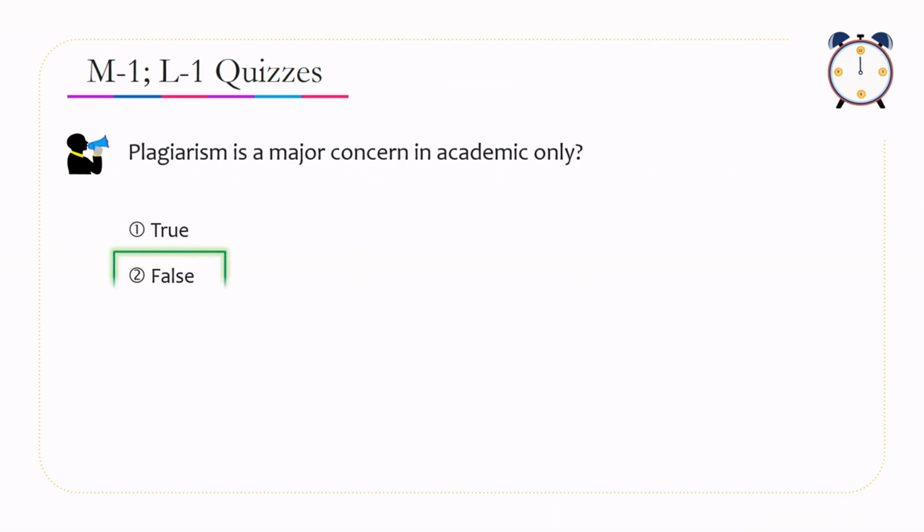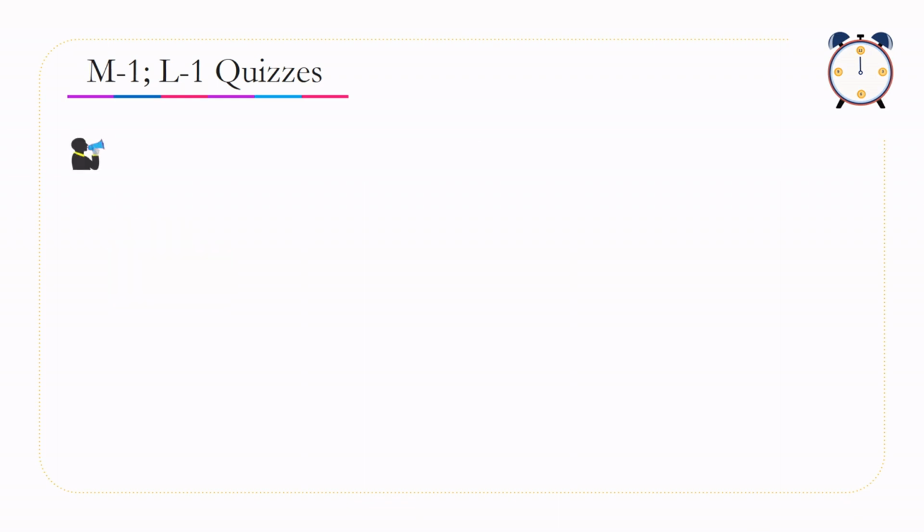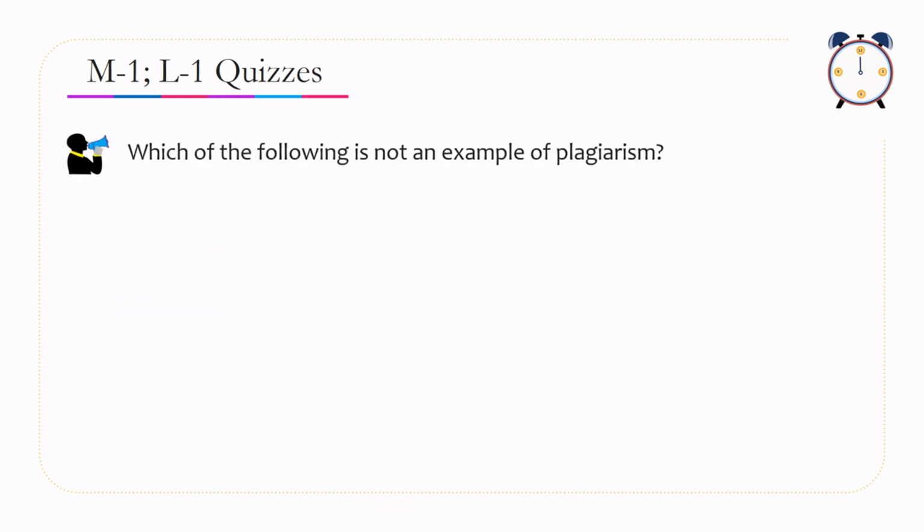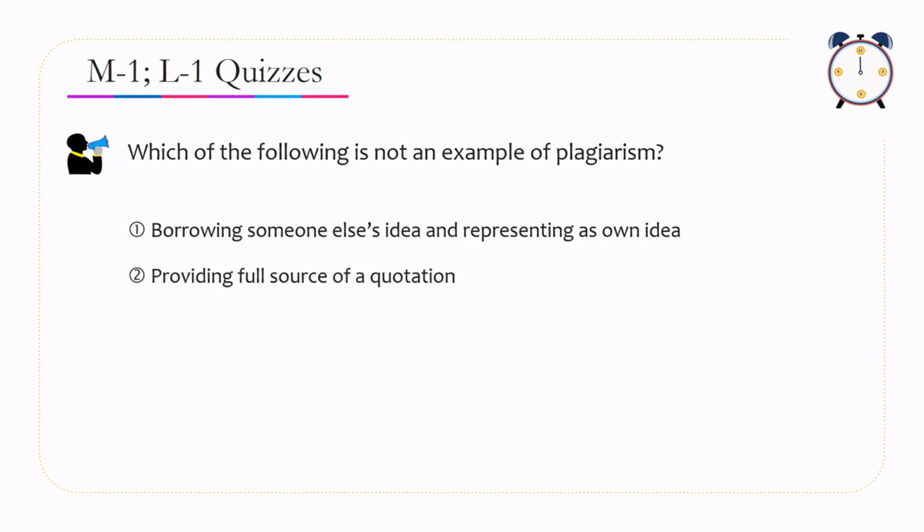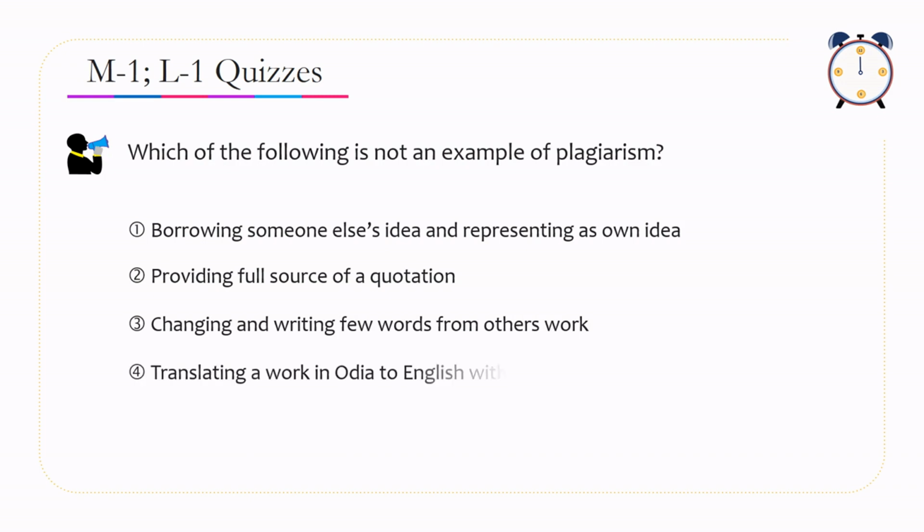The right answer is option 2, because plagiarism is not only a major concern in the academic context but also a major concern in the non-academic context. Next question. Which of the following is not an example of plagiarism? The options are 1. Borrowing someone else's idea and representing it as your own idea. 2. Providing the full source of a quotation. 3. Changing and writing a few words from others' work. 4. Translating a work from Odia to English without citation. Your time starts now. Which one is right?